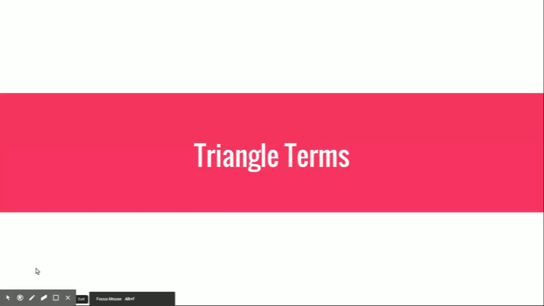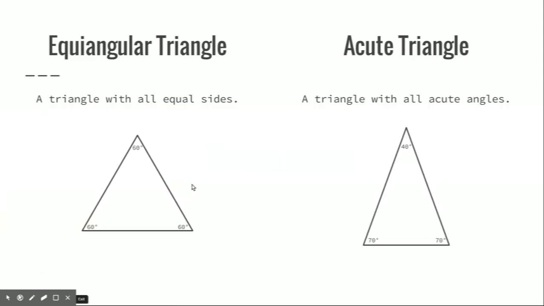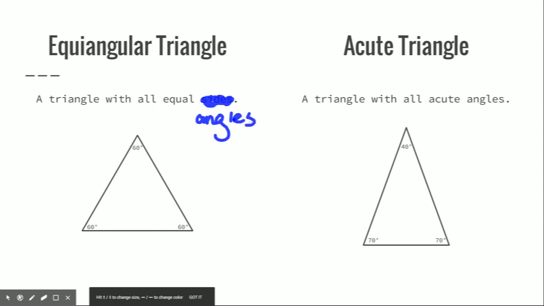All right, and some triangle terms, and then we're just about done with all our geometry terms. An equiangular triangle is a triangle with all equal, and I wrote sides, but it really should be angles. So all equal angles. And so in this triangle, all of the angles equal 60 degrees. Now, one important thing about triangles is that all triangles add up to 180 degrees on the inside. So 60 plus 60 plus 60 equals 180.